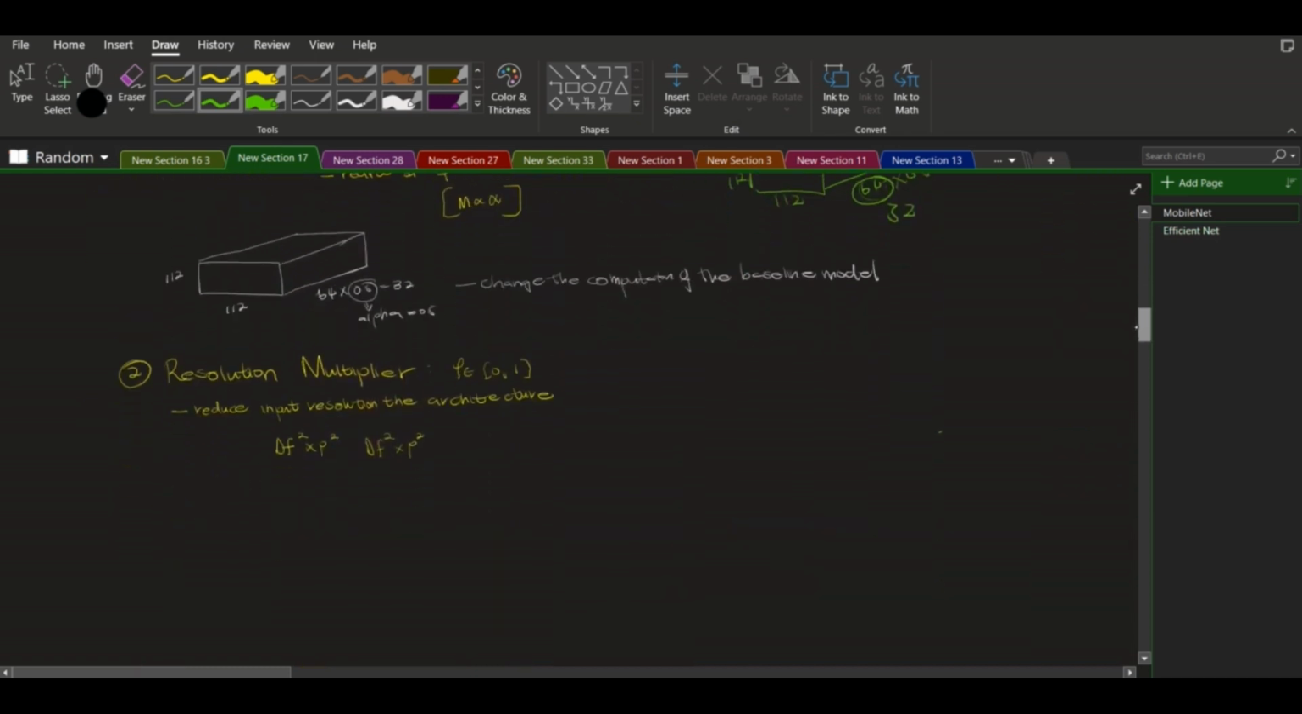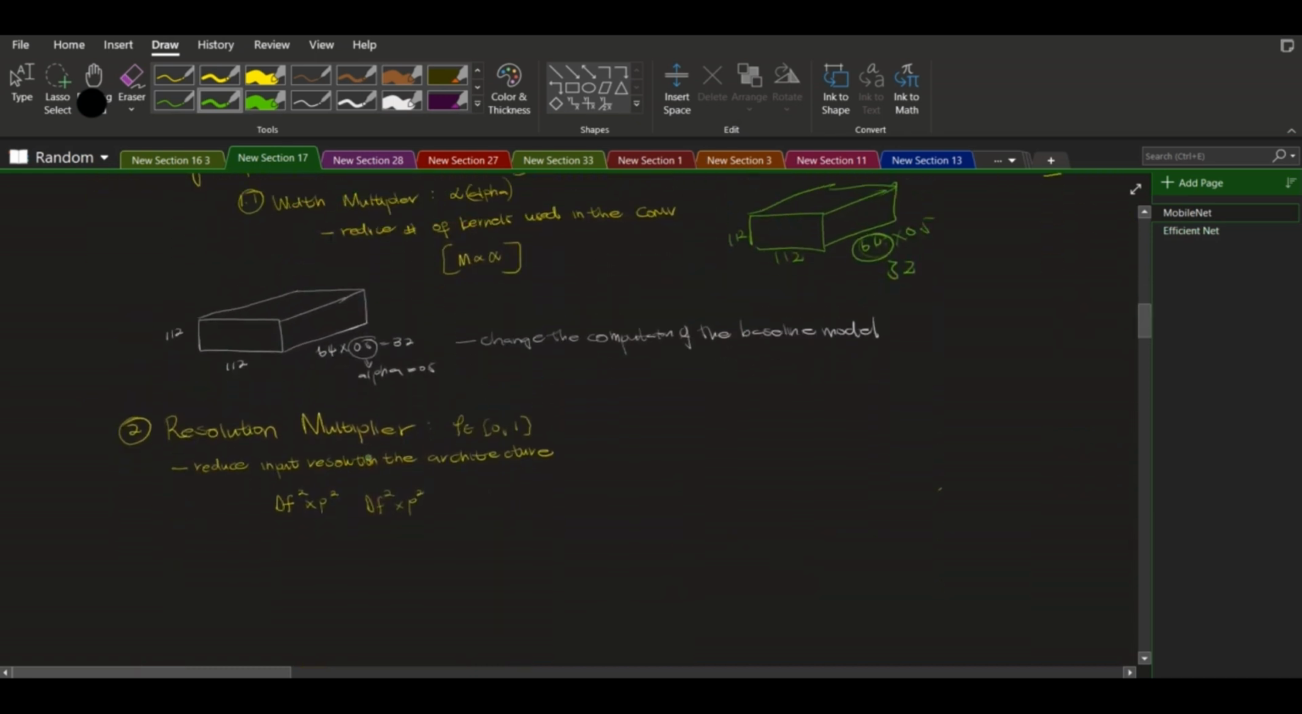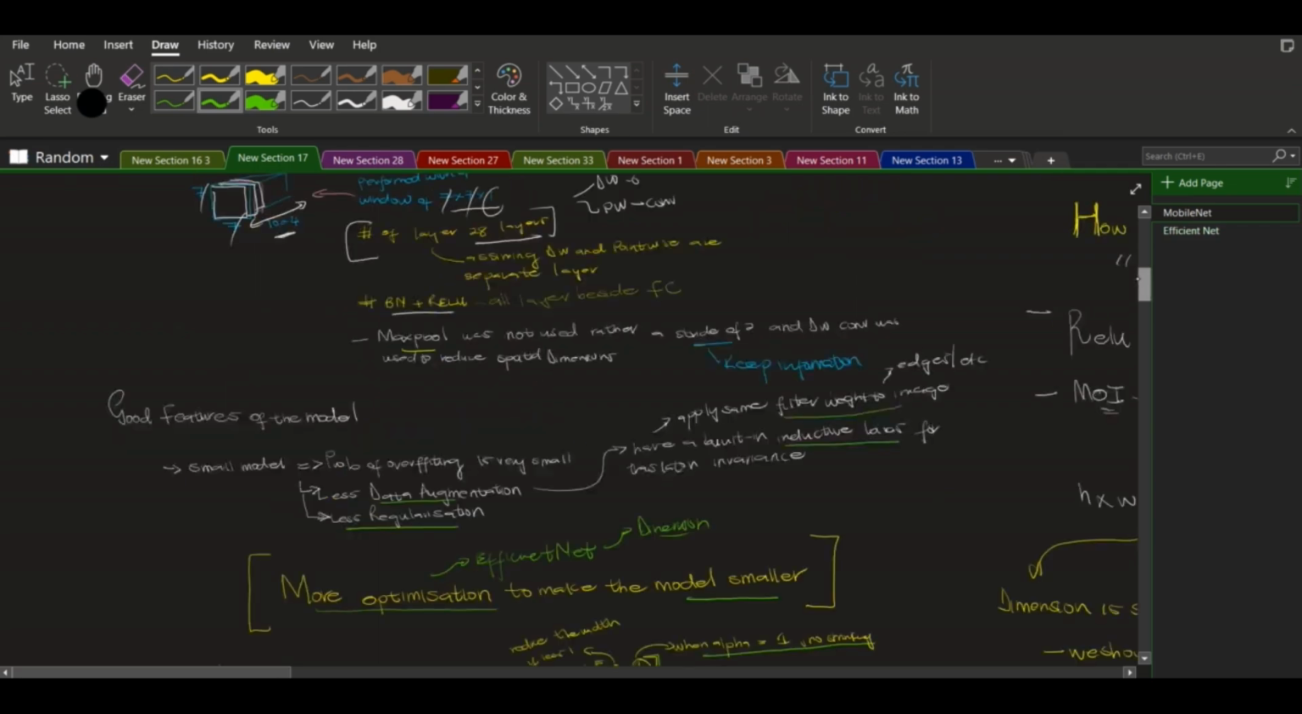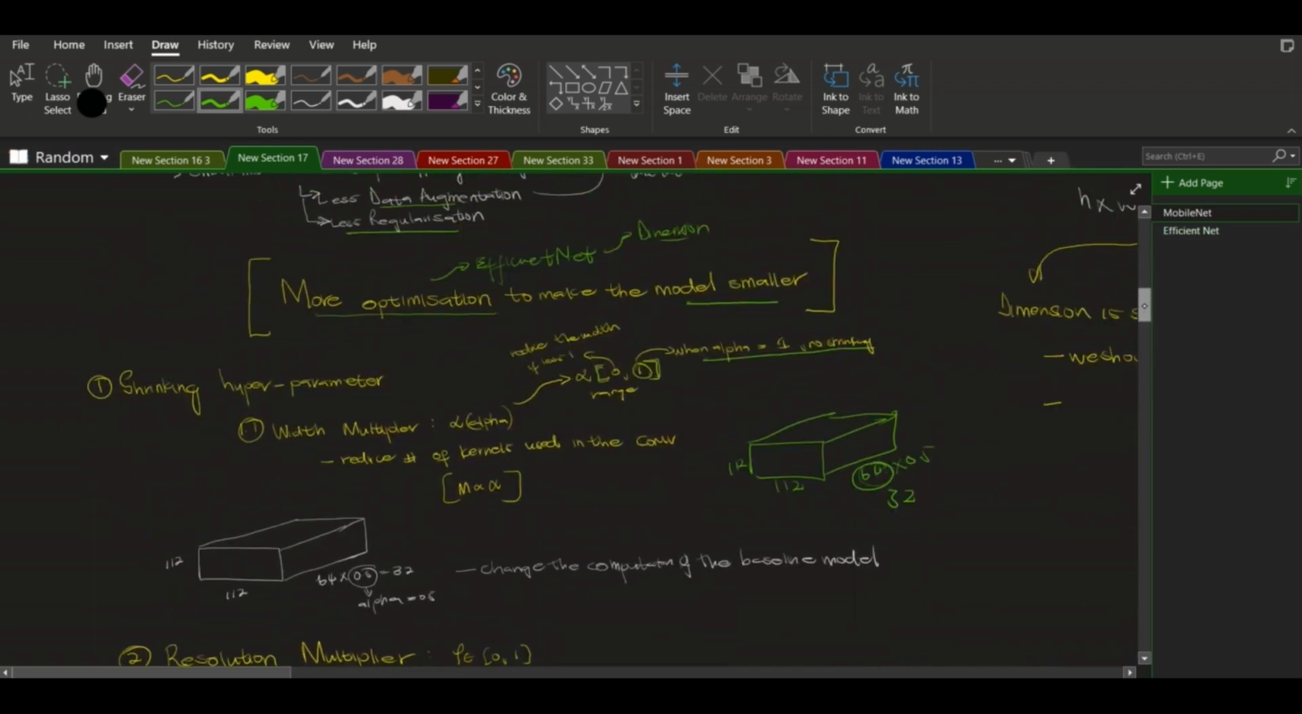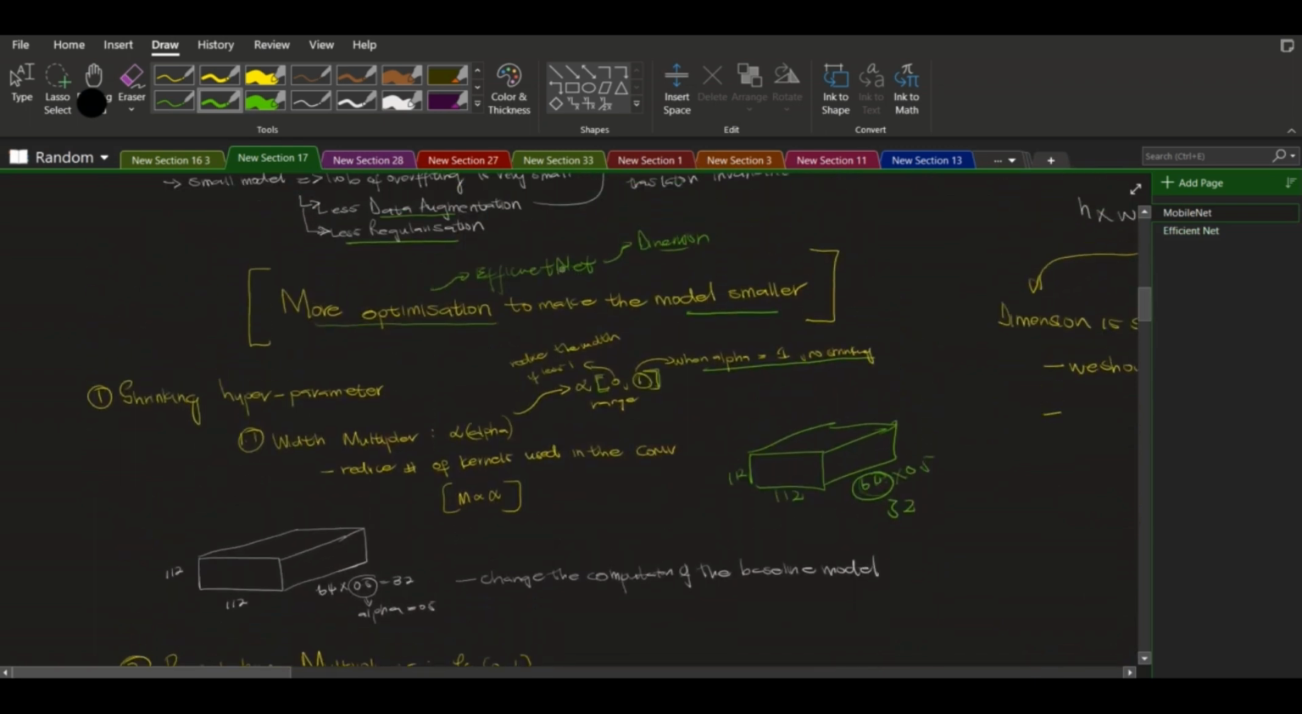Then what they did was introduce another component to shrink the model, which was called the resolution multiplier. This reduces the input resolution. So if we have an image, we downsample the resolution of the image. Anyway, I'll try to leave the link to the video of my EfficientNet.